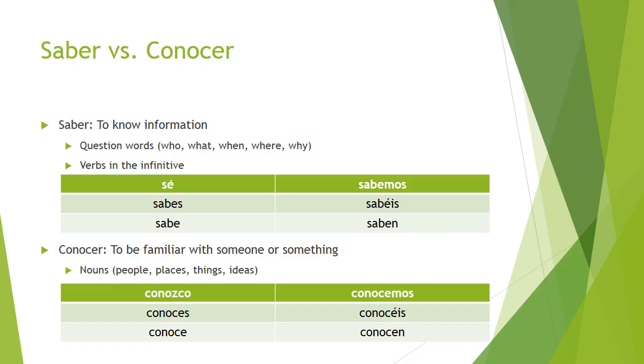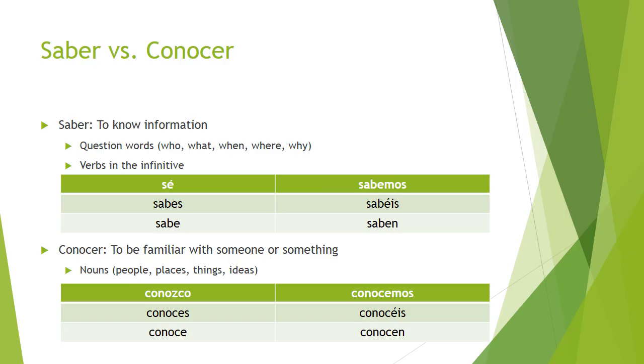Then we learned about saber and conocer. Saber is used when you're talking about knowing information. So you use saber when you see question words like who, what, when, where, why. And also with verbs in the infinitive, because you can use saber for saying knowing how to do something. Here are the conjugations of saber. Sé, sabes, sabe, sabemos, sabéis, saben.